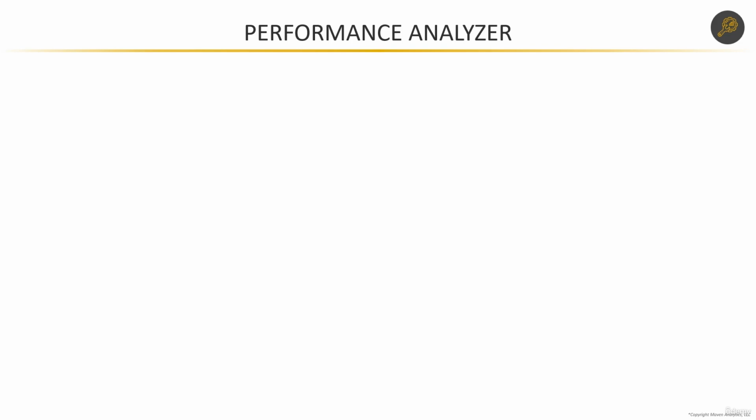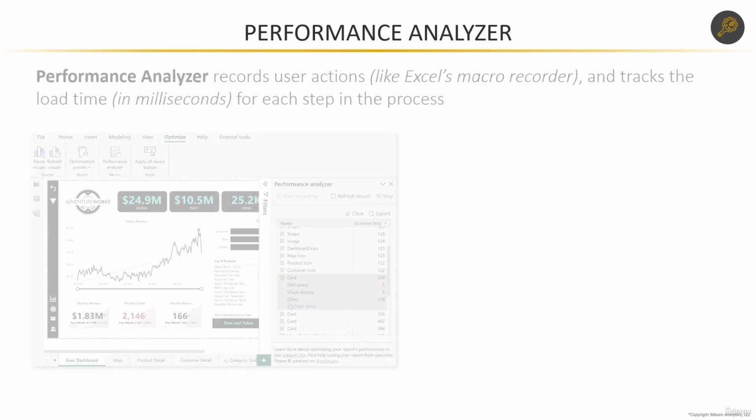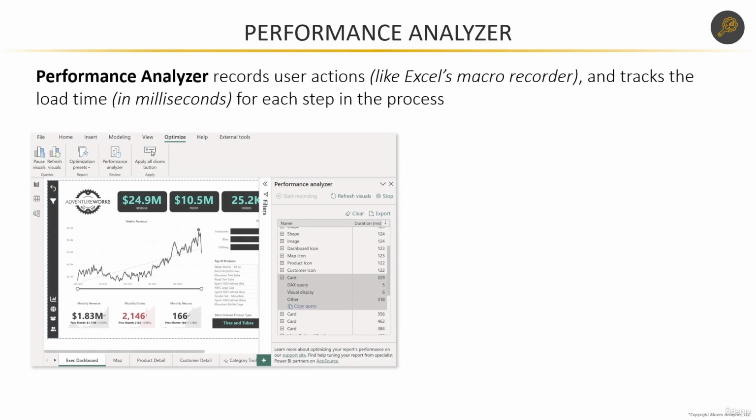Up next, let's talk about the Performance Analyzer, which is another tool that's native to Power BI. And the Performance Analyzer is a tool that records all of the behind the scenes actions that are happening within your report when filters are changed, a visual is updated, cross filtering occurs, DAX measures are calculated, etc. Basically, anytime something is updated within the report, the Performance Analyzer records it and will then display it for you. So you can almost think of this like Excel's macro recorder.